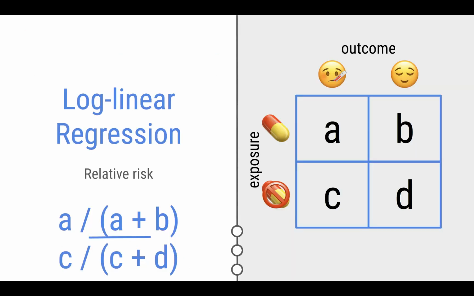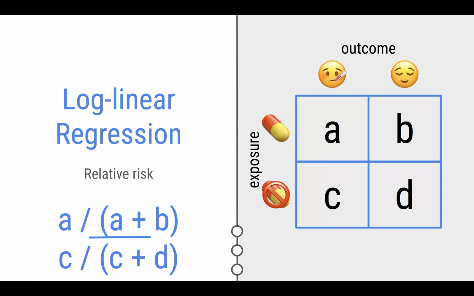Okay, so I'm going to come back to that 2x2 example so I can really highlight how this relative risk is different from an odds ratio. Remember before, the odds ratio is calculated by the odds of having the outcome in the exposure group divided by the odds of having the outcome in the unexposed group. So A over B over C over D.